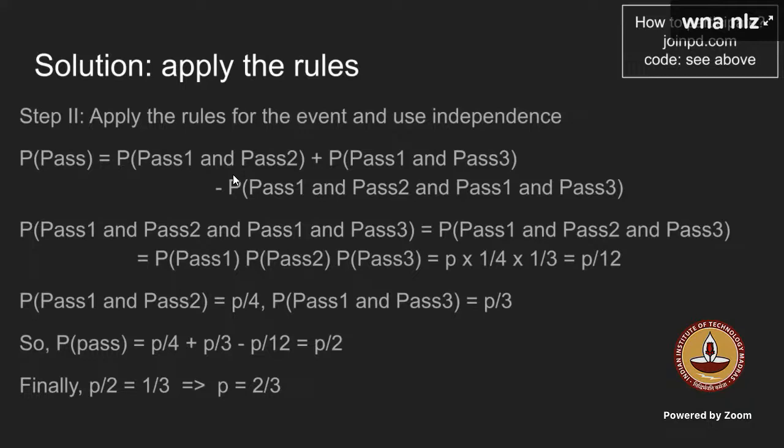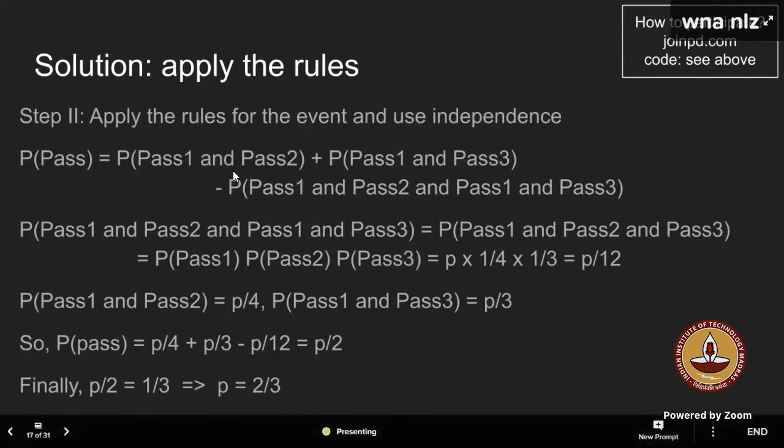Yes, sir. So when we are writing probability of X, if you have taken it as X, then it is pass 1 and pass 2. And if it is probability of B or Y, whatever it is, then it is probability of pass 1 and pass 3. Now when we are saying A intersection B, then it will become pass 1 and pass 2 and pass 1 and pass 3 also. Means he has passed in all the 3 subjects.